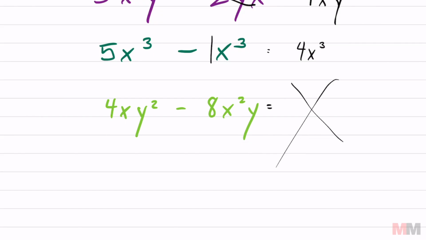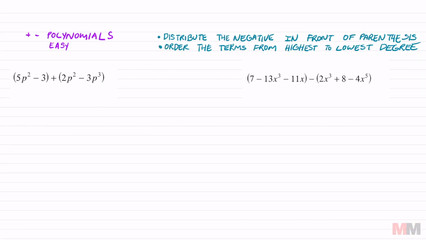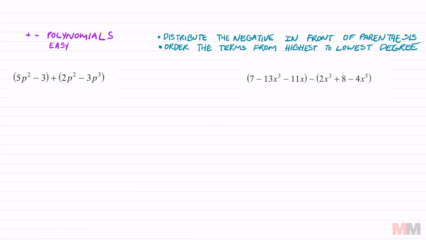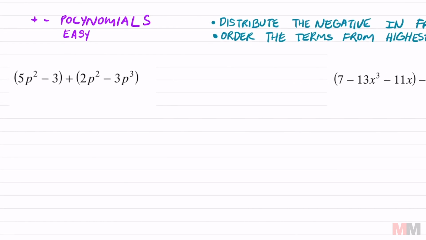Let's go take our prior knowledge and add and subtract polynomials in the next slide. Looking at these two questions, when you're adding or subtracting polynomials, all you gotta do is remember two things. The first one is, if you see anything negative that needs to be distributed, do that first. That's my suggestion. And also, when you are writing and combining like terms, order it from the highest to lowest degree. And we'll talk about what that means in this first question right here.